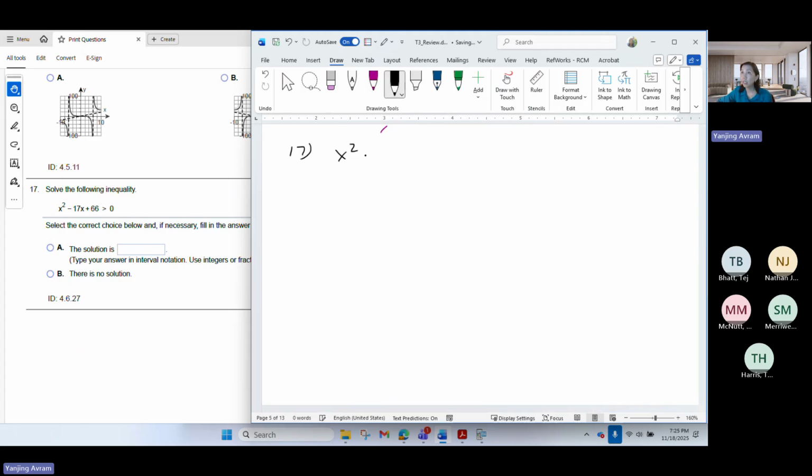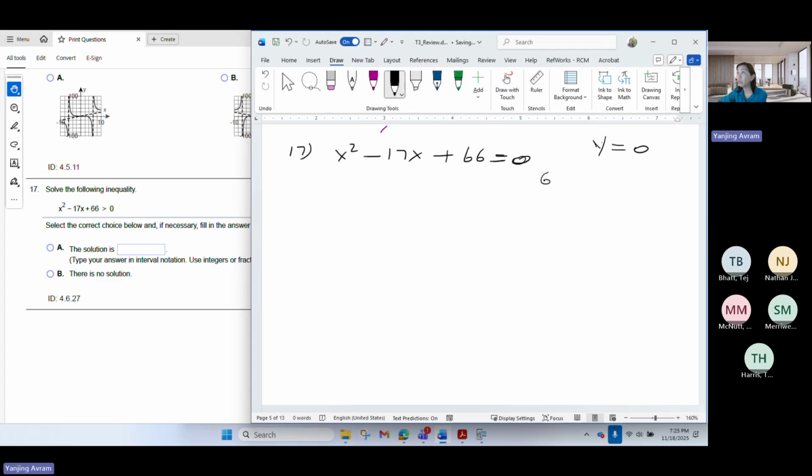Okay, so we have x squared minus 17x plus 66. We have to solve the equation, y equal to 0. Make sure that if you have this greater than 1 or greater than 2, you move everything to the left hand side and set it equal to 0. So solve this one right here. How do you solve this one?